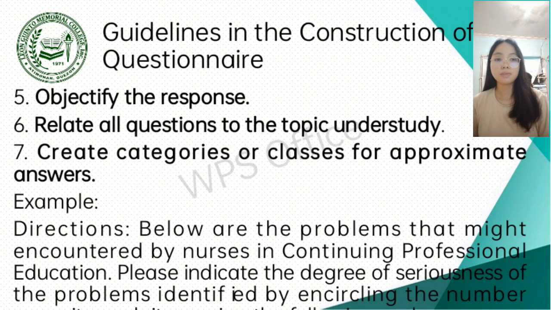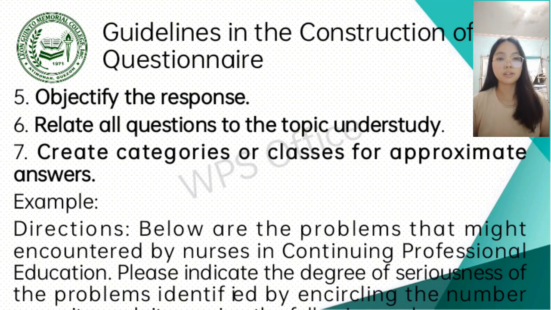Number 5 is objectify the response. So you need to identify choices from which the respondents will have to choose, or from which the respondents could check. Next is relate all questions to the topic under study. So all questions should gather data relevant to the study. So it must be accurate to the study.